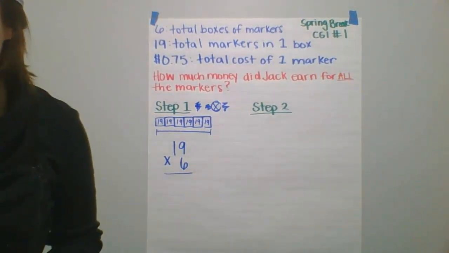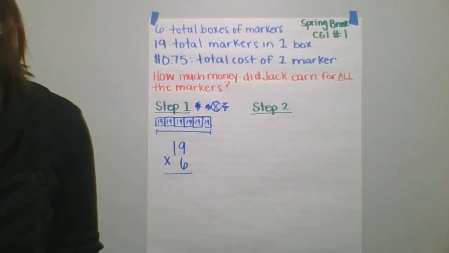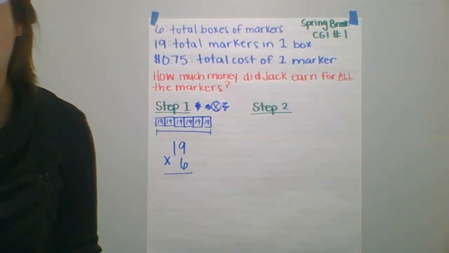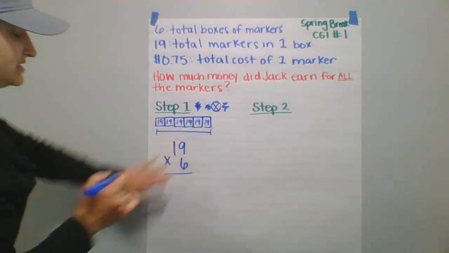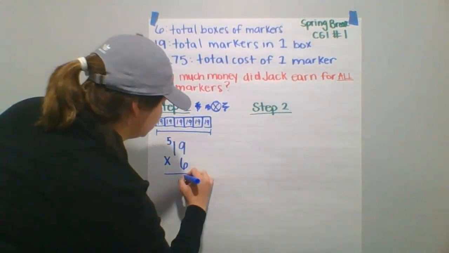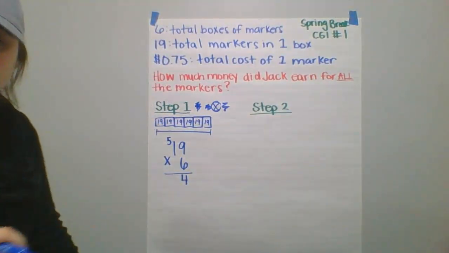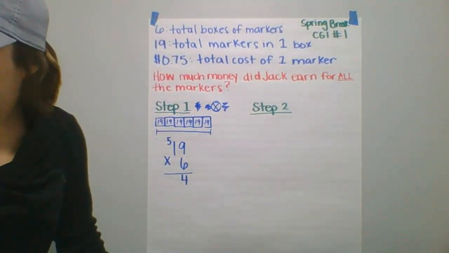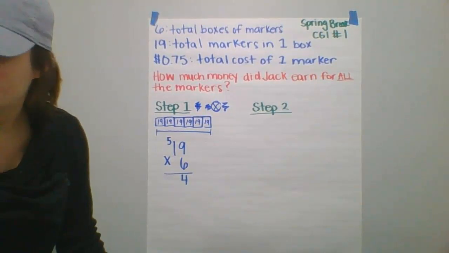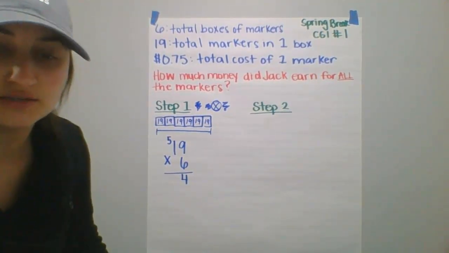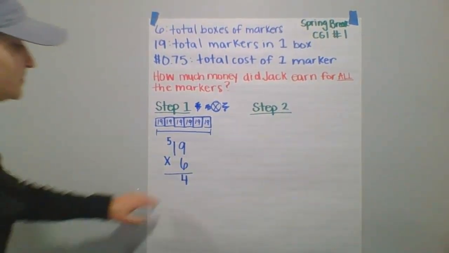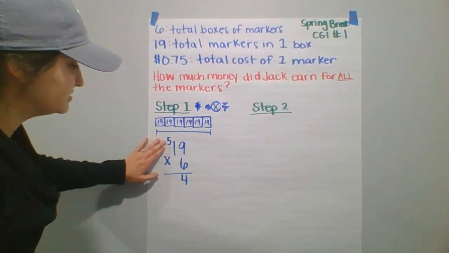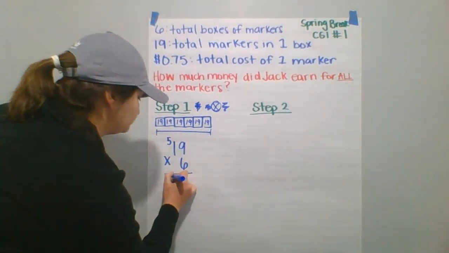All right, so now we want to think, what is 9 times 6? So 9 times 6 gives me 54. And remember, in the resource part of your packet, you do have a multiplication chart up to the numbers 15, so you can use that if you need to. 6 times 1 is 6, plus 5 is 11.